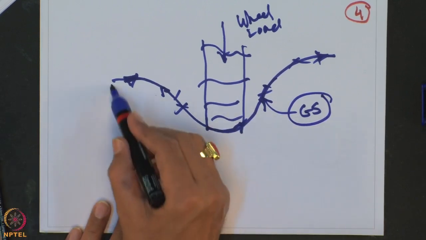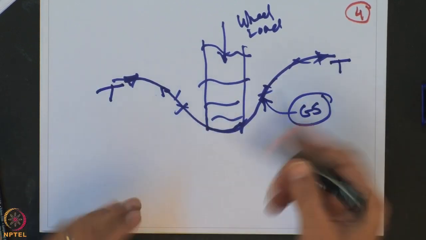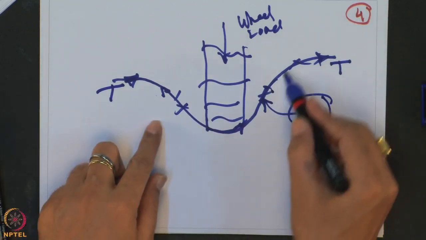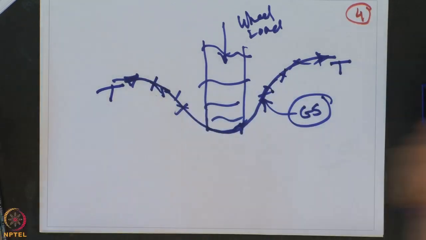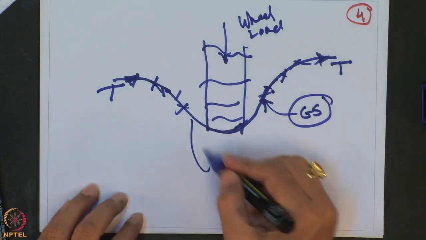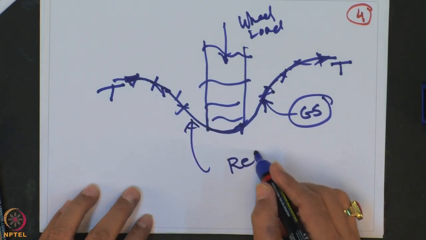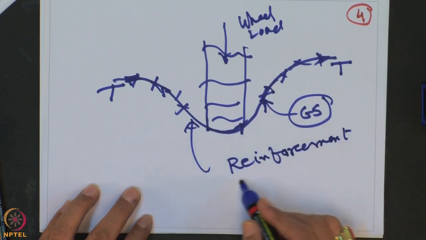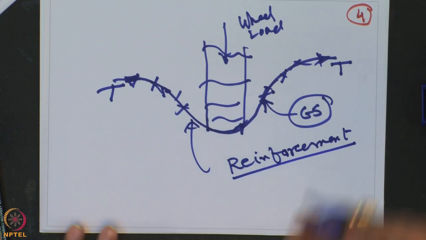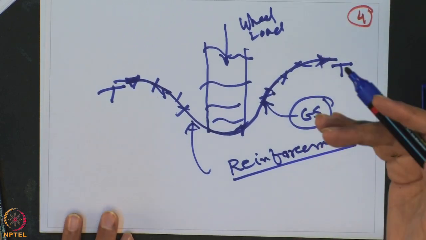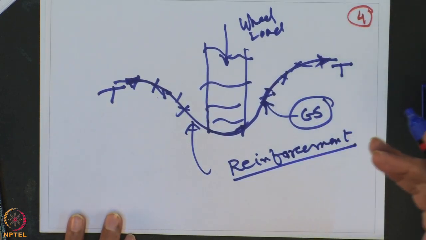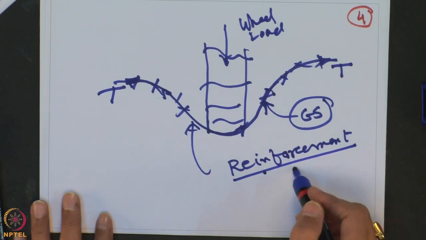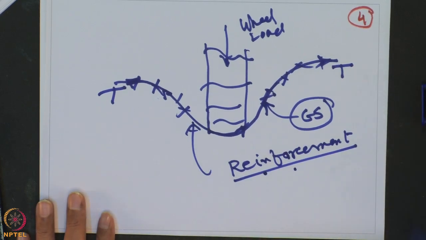So, here there is a development of tension membrane. That means this geosynthetic material will act as a reinforcement. So, that is why I am trying to say that geosynthetic material not only acts as a separation, filtration and drainage, but also as a reinforcement. So, this acts as a multifunction. That is the beauty of the use of geosynthetic material.